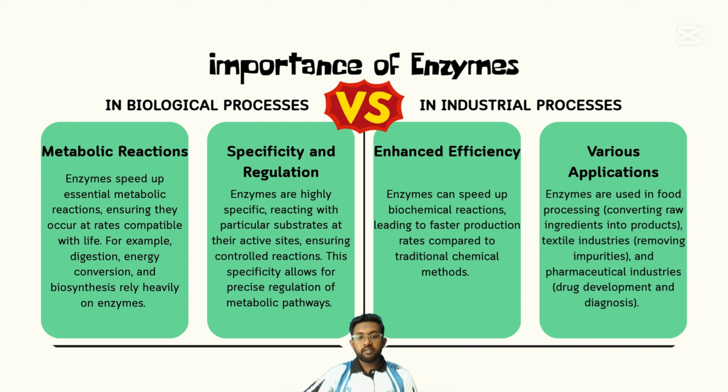While in the industrial process as well, it focuses on enhanced efficiency and various applications. Enzymes can speed up biochemical reactions, leading to faster production rates compared to traditional chemical methods. And also, enzymes are used in food processing, converting raw ingredients into products, in textile industries, and in pharmaceutical industries for drug development and diagnosis.